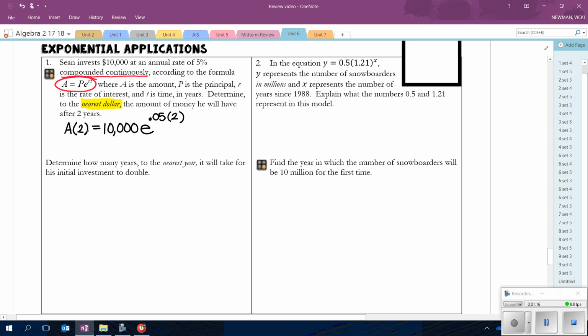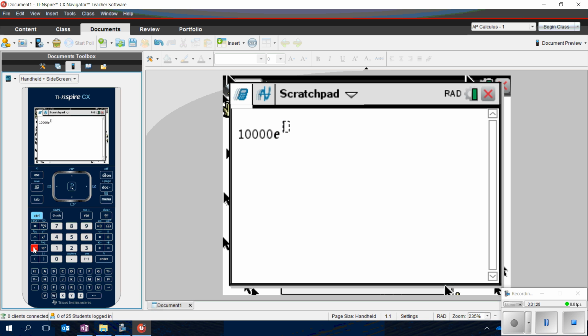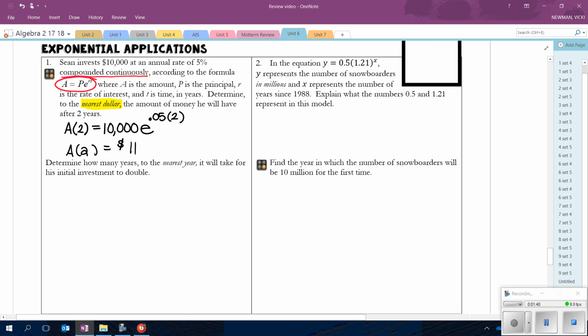So if we go to our calculator and figure this out, A of 2 equals, and we're doing nearest dollar, don't forget. So nearest dollar, let's see, 10,000 times e to the 0.05 times 2. That's $11,052. So after 2 years, he makes $1,052. I'll take it for doing nothing.